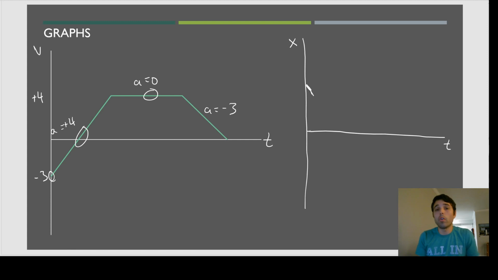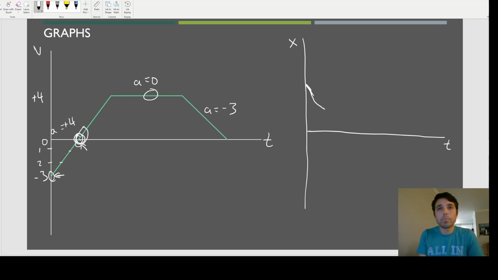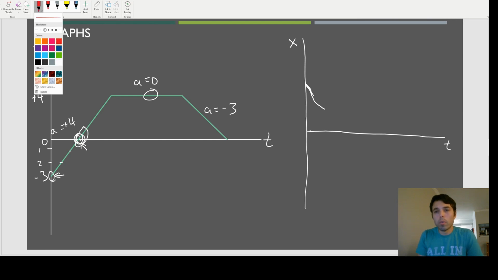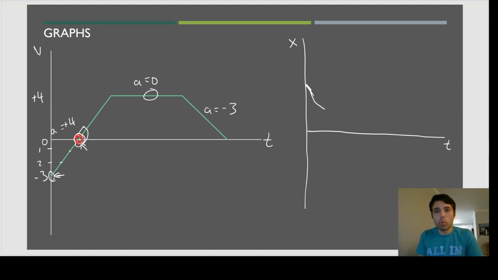Now we have to ask ourselves, are we speeding up, getting faster and faster, or are we actually slowing down? In this case, from here to here, we are slowing down. Look at the numbers: negative 3 to negative 2 to negative 1 to 0. So we're actually slowing down. That means that the slope of this line should be getting flatter. Now right here, at this very special point, look at our velocity. Our velocity at that moment is 0.